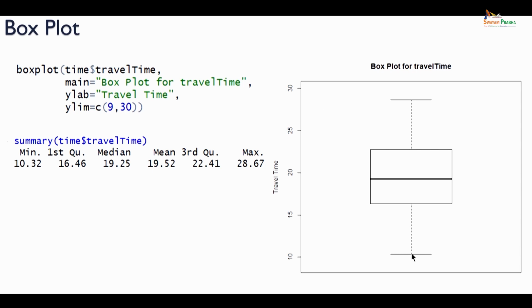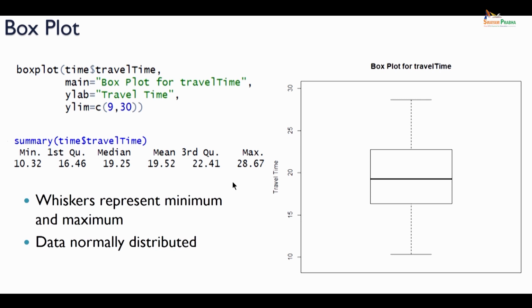We know our whiskers are at the minimum and maximum. That is entirely based upon how normally distributed your data is. If your data is perfectly symmetrical, your whiskers are at the minimum and maximum, which is the case here. We know the median and mean are really close, so it is pretty much a very good normally distributed data. Whenever you have a skewed distribution, the whiskers are drawn differently. We will see in some time how to draw the whiskers for a skewed distribution.